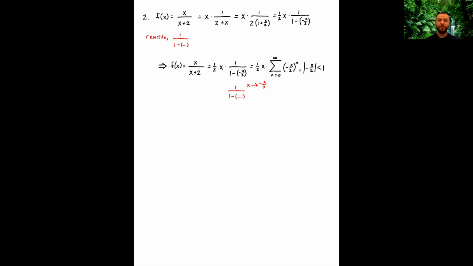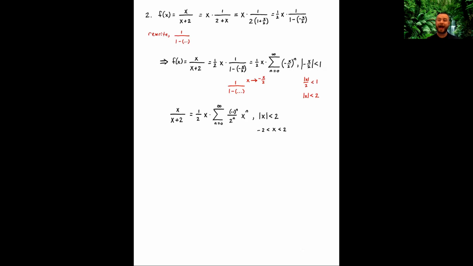We're going to make the replacement: in that result, the part with the parentheses and dot, dot, dot, we replace inside there negative x over 2. If you plug that in there, and plug that in also on the right-hand side of your geometric series result, you get within parentheses, inside the summation, negative x over 2, all raised to the nth power. And then, of course, for the interval of convergence, we plug negative x over 2 into the absolute value there as well.